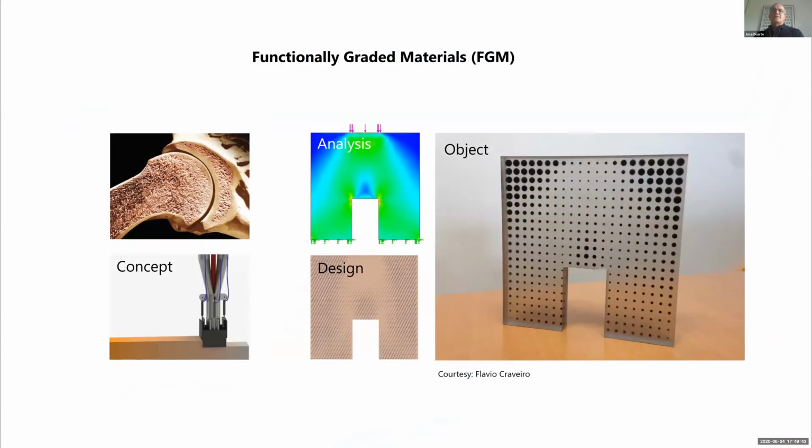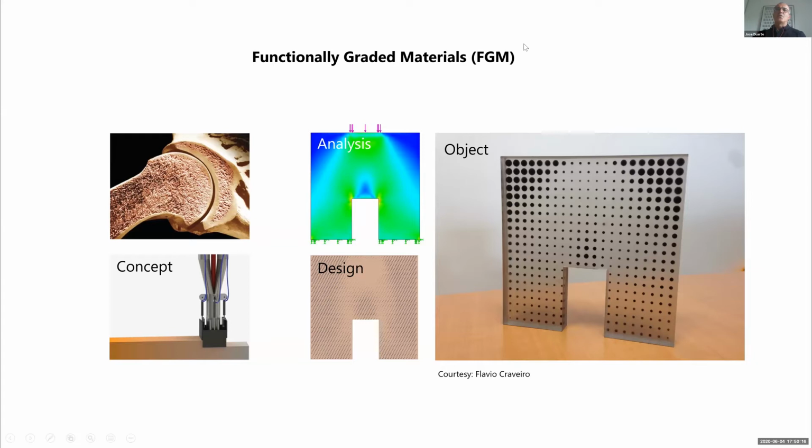So this slide shows the work of one of my PhD students. He had this idea of fabricating customized materials. So if you look at the human bone, what do you have? You have a non-homogeneous structure. So the bones are denser when they need to be stronger, and they are less dense when they can be lighter. They don't need to be as strong. So this is basically the idea, to change the properties of the material by changing its composition.